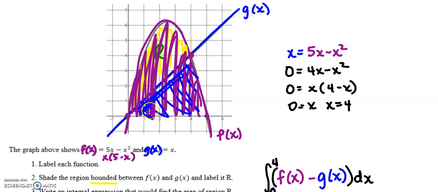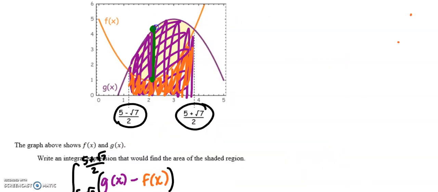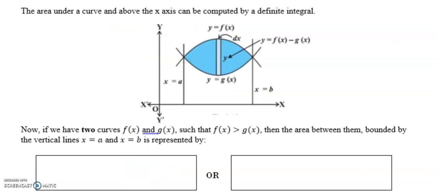Then I had the area under the blue. I subtracted those, and it left me with this paint stroke. Well, that paint stroke represents f of x minus g of x, right? Top function minus bottom function. G of x minus f of x. So that's how we get to our general find the area under the curve and above the x-axis, okay?